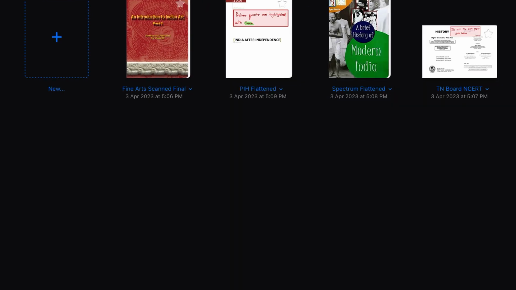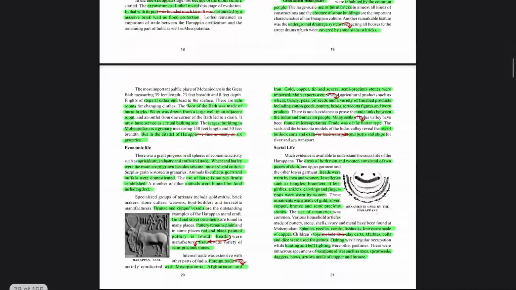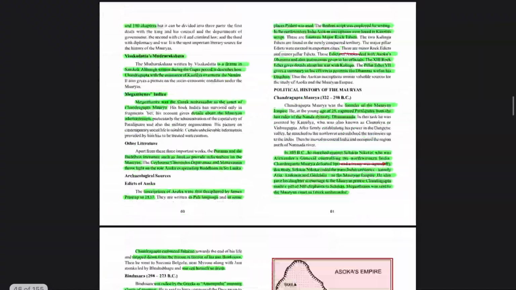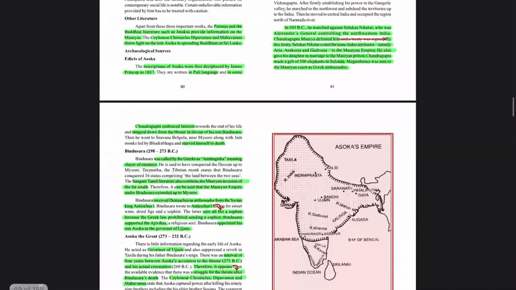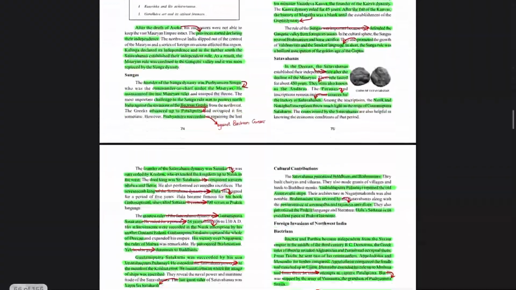Just a second, okay. So this is the book. Okay, so I think you got the idea as to how to add diagrams and how to highlight stuff.